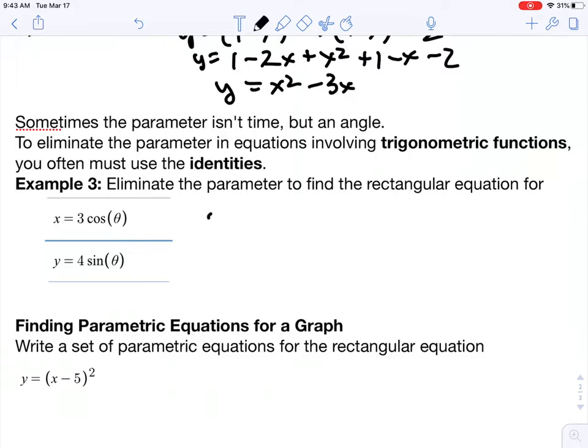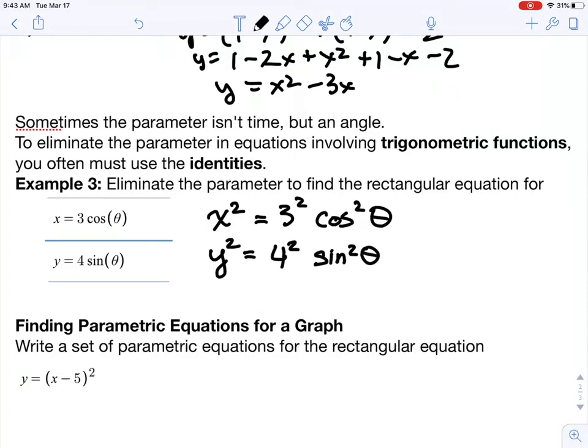Let's start by squaring both. x squared equals 3 squared cosine squared theta, and y squared equals 4 squared sine squared theta. So cosine squared is x squared over 9, and sine squared is y squared over 16.